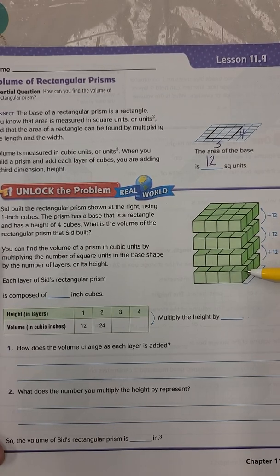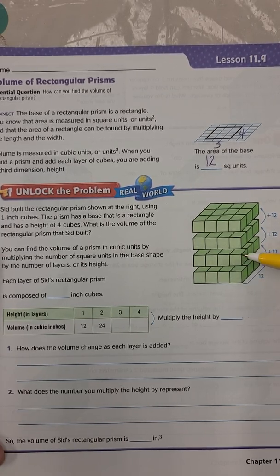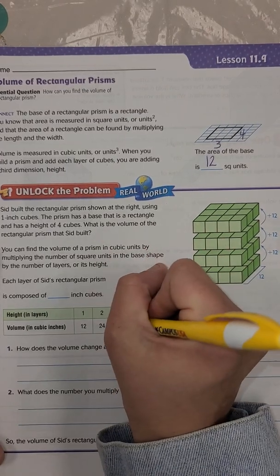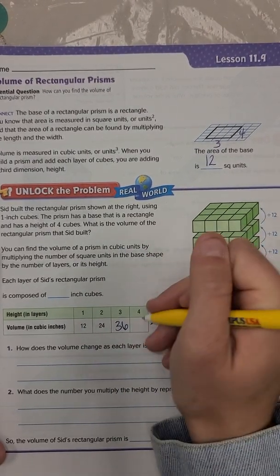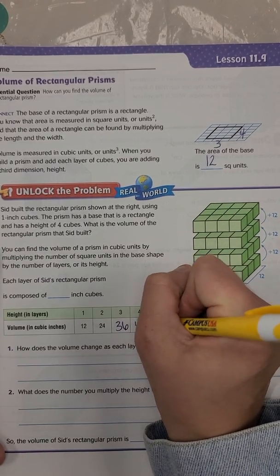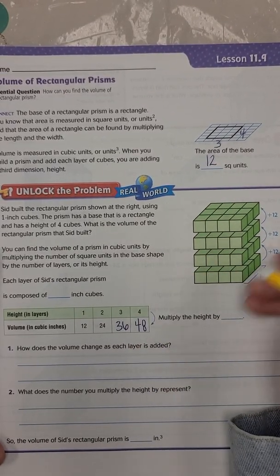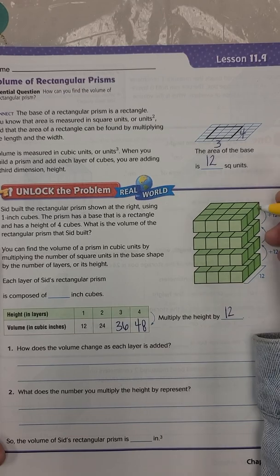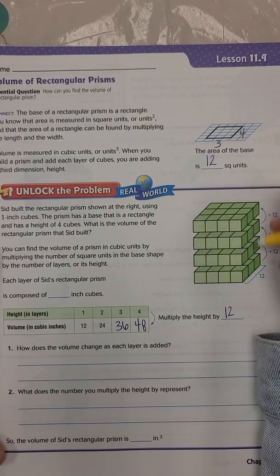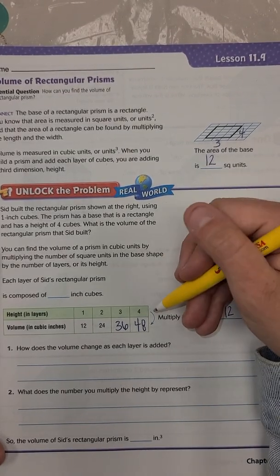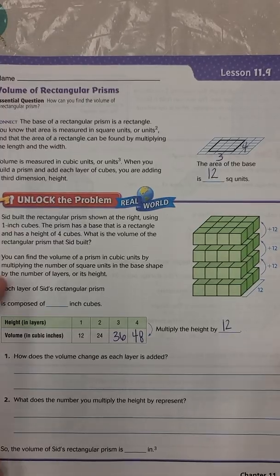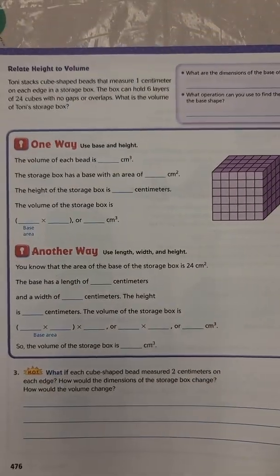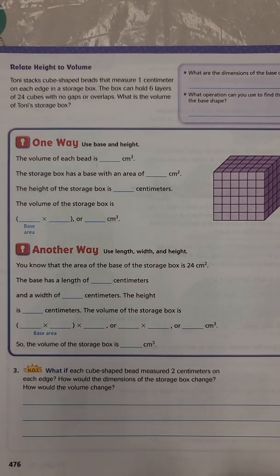The base was 12, and then what you would do is you would multiply it by the number of layers there are. So we know 12, then we would have 24, then 3 layers would be 36, and then if we had 4 layers it would be 48. So we would multiply the height by 12. So 1, 2, 3, 4. There's 4 times 12 gives us 48. Okay. All right.